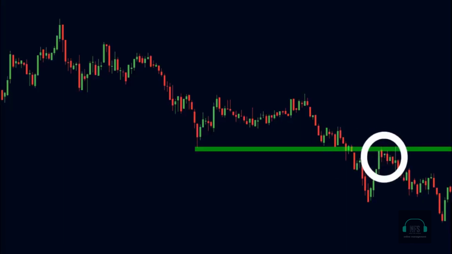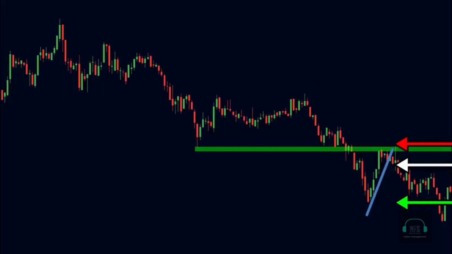Here, the price makes a strong pullback right at the resistance level. So, we create a short-term trend line. The price breaks out of the trend line, and we enter here. We can keep our stop loss above the trend line, and we place our targets near the recent lows. As you can see, we achieved our profits in this trade.